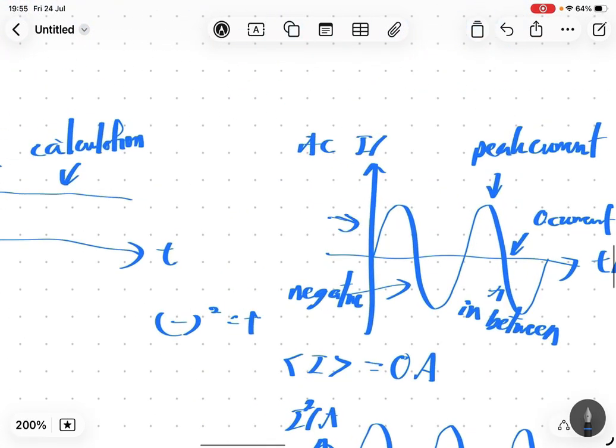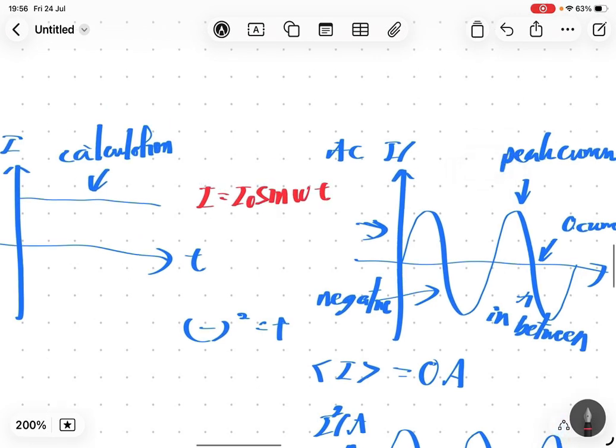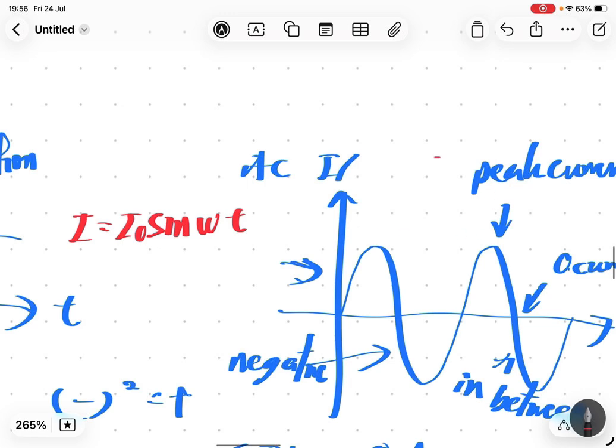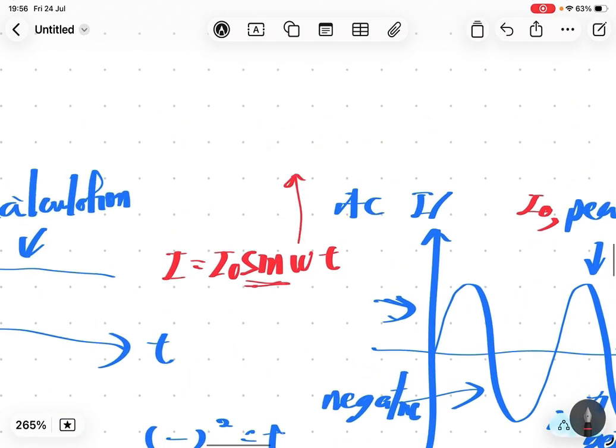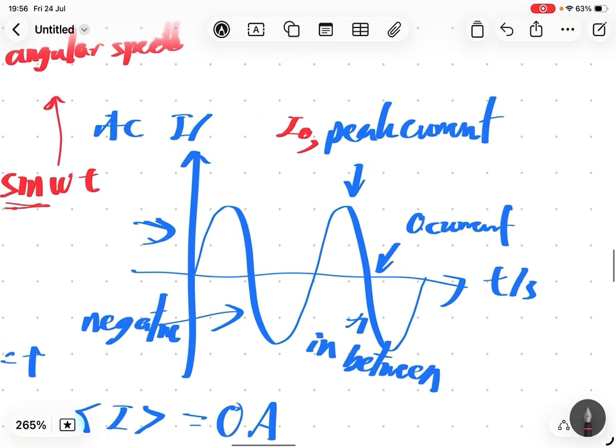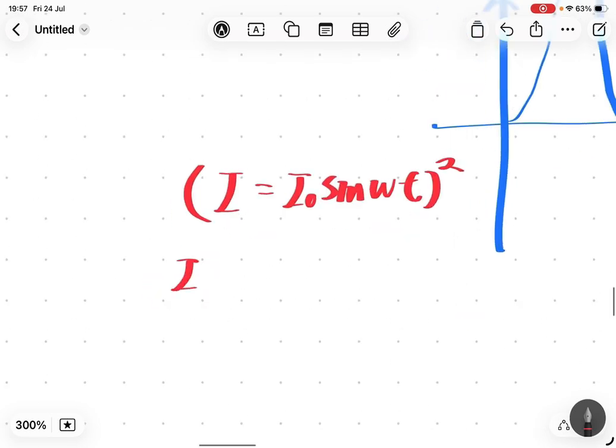So originally for this, its equation of current is I equals I0 sine omega t. Okay, basically I0 is the peak current, and then it's a sine function, a sine graph. Omega is its angular speed. If I square the whole equation, I'll get I squared equals I0 squared sine squared omega t.